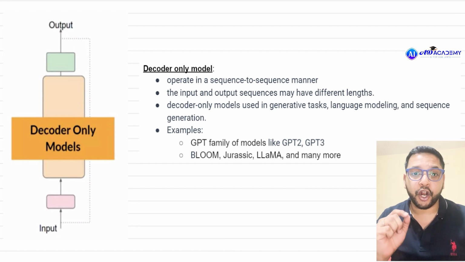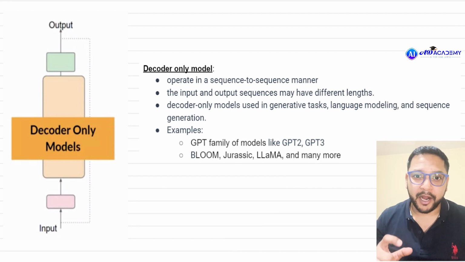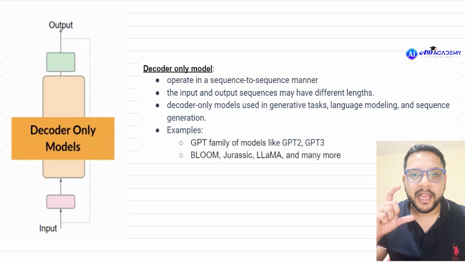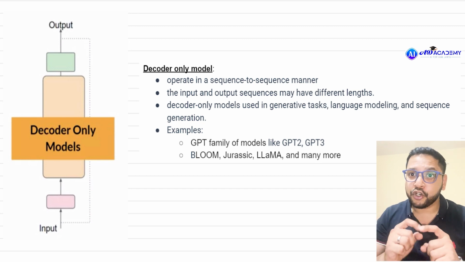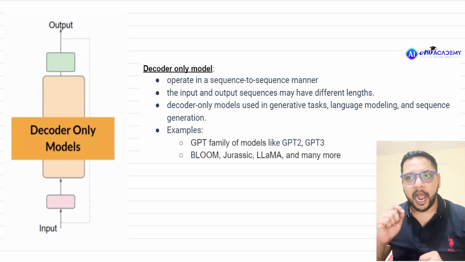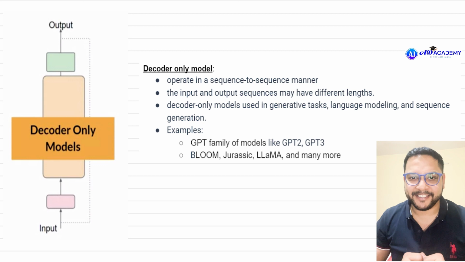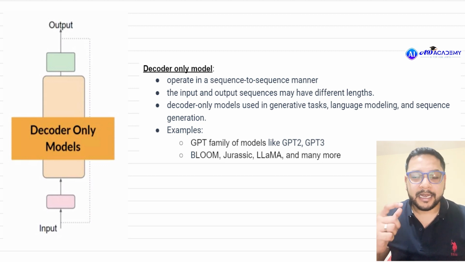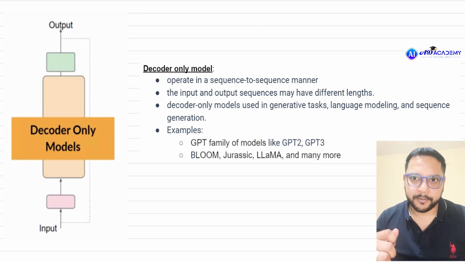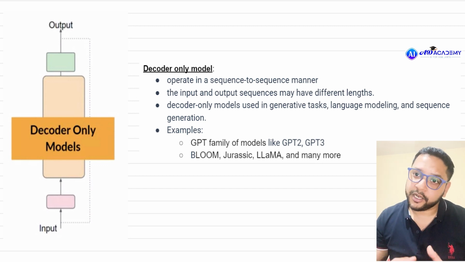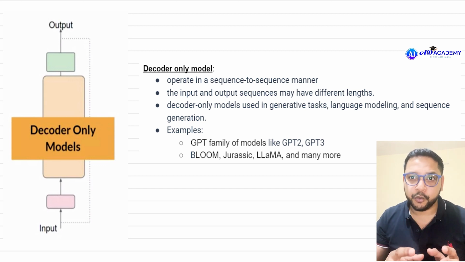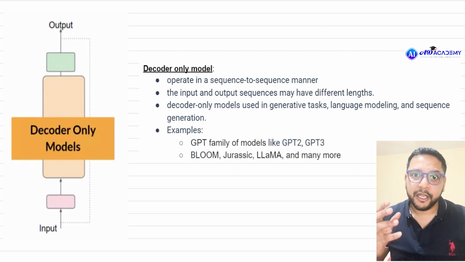Third one is the decoder-only model. Here only the decoder part of the transformer architecture is used. It operates in a sequence-to-sequence manner. A point you should remember is that the input sequence and the output sequence may have different lengths. Decoder-only models are used for generative tasks, language modeling, and sequence generation. Famous examples of these models are the GPT family of models like GPT-2, GPT-3, and a few other famous pre-trained models are Bloom, Jurassic, Llama, and many more.